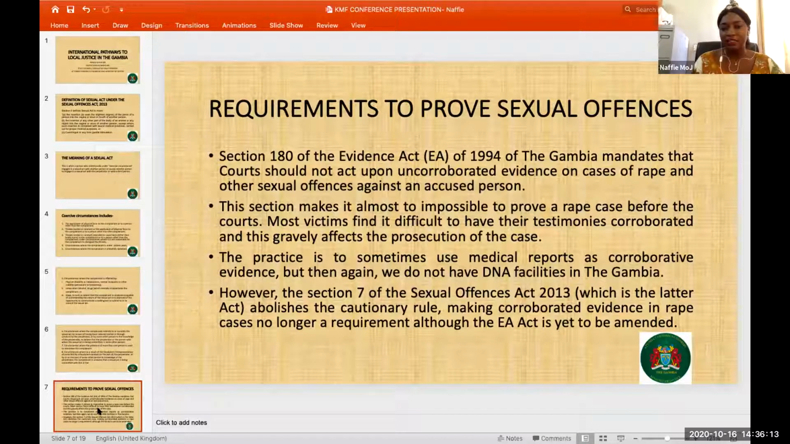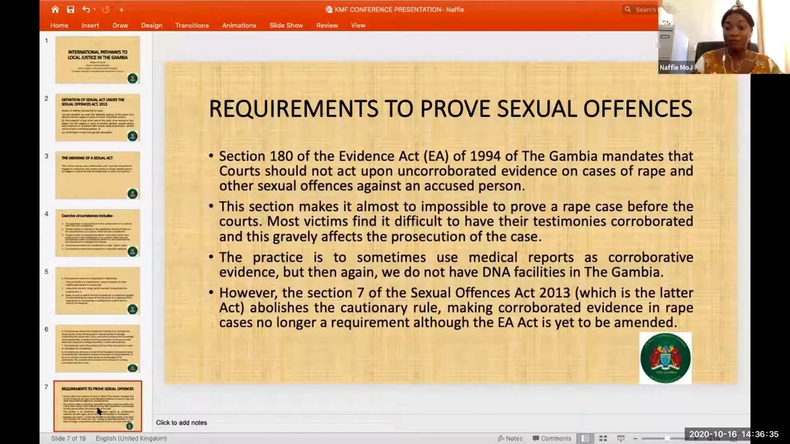And we don't have DNA facilities as well to prove whether there has been semen or any sort. So it's very difficult to prove such cases. These are the things that we face every day when we go to court, when we're writing our legal opinions. So even there are certain files we have to send back to the police, because we can't prosecute based on the available evidence we have in the case file.